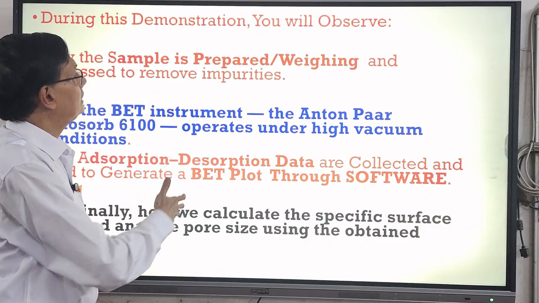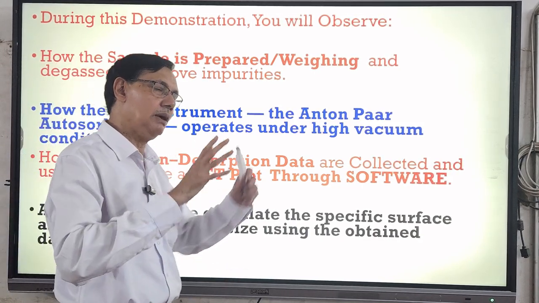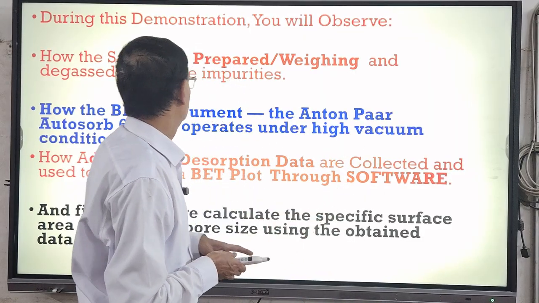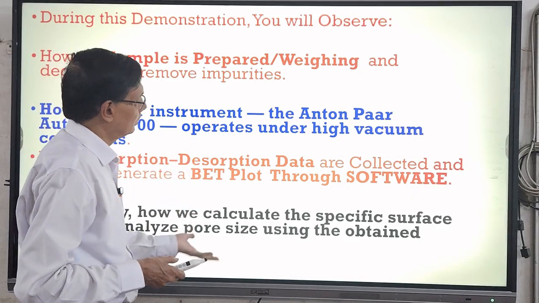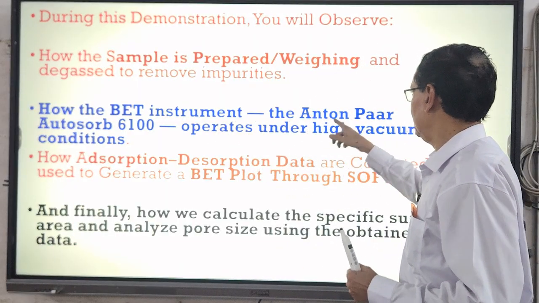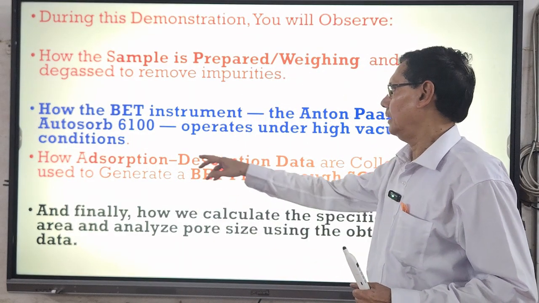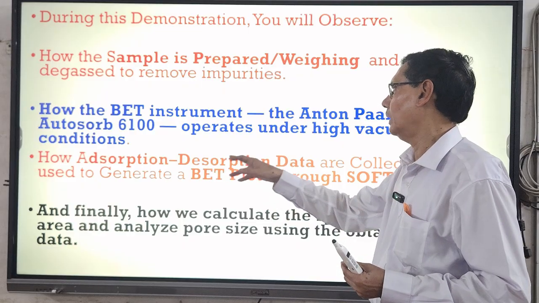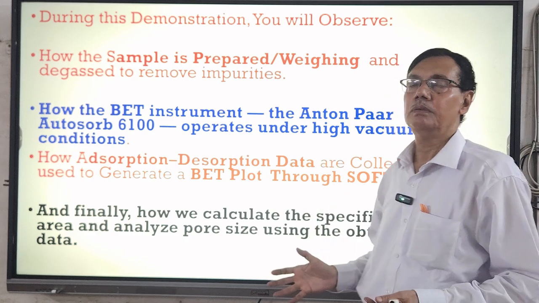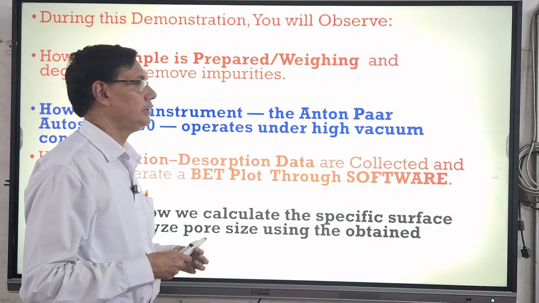So what is the procedure? First is how the sample is prepared, or the setup of the experiment. Yesterday we have already done the weighing part. Today we will just do the degassing, and then of course the analysis. The instrument model is Anton Paar AutoSorb 6100. There is software, and we will see how adsorption and desorption data are collected and used to generate the BET plot through the software. Finally, how we calculate the specific surface area.